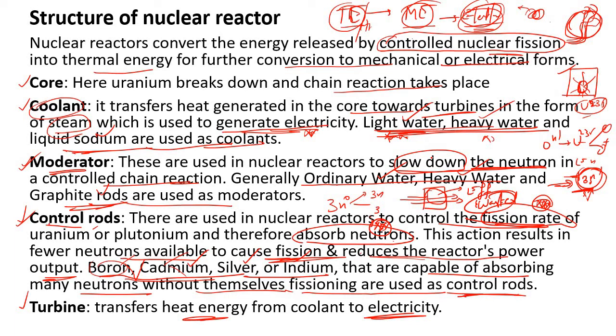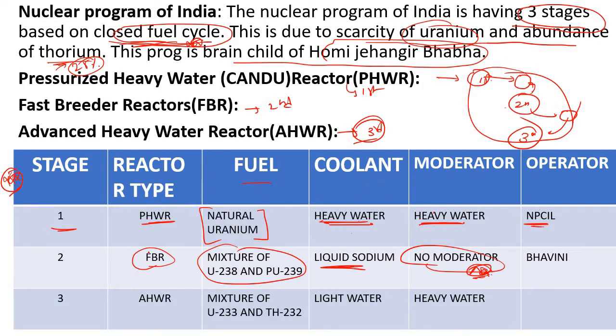The purpose of a moderator, as I discussed previously, is to slow down the neutrons. If a moderator is not used, the neutrons are not slowed, meaning they move very fast. That's why the name fast came, as we are not using any moderator. Breeder, we'll discuss what breeder reactors are. The second stage and third stage are breeder reactors, and we'll see what breeder reactors are in the next slide. No moderator is used, but the coolant is liquid sodium, and this is operated by Bhavini, Bharat Vidyut Nigam Limited.